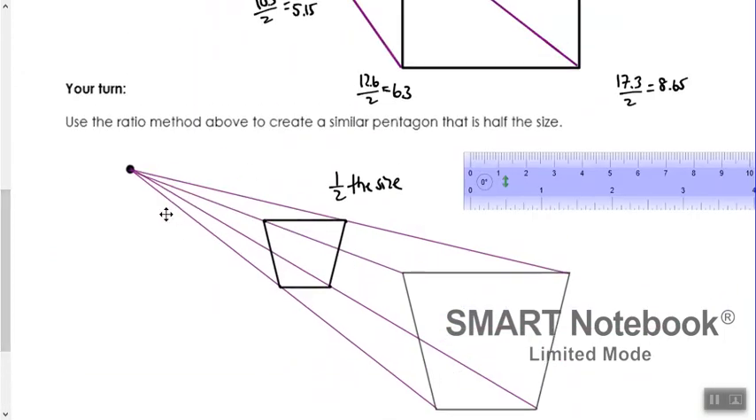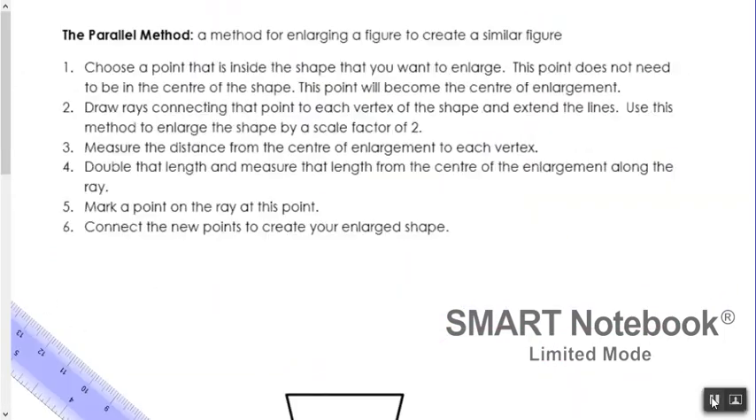So ratio, think smaller. Okay, so just how the ratio method was to create a figure that is smaller, the parallel method is for enlarging a figure. So this is when we want to make a bigger figure.